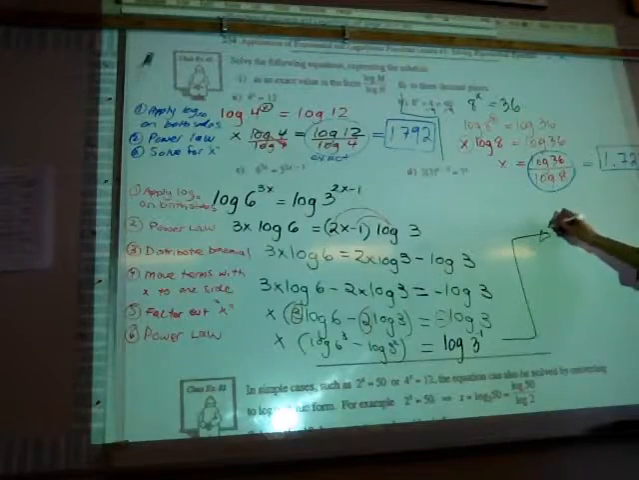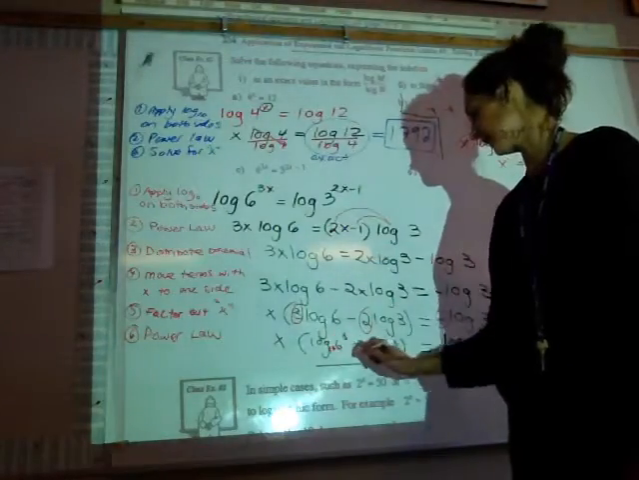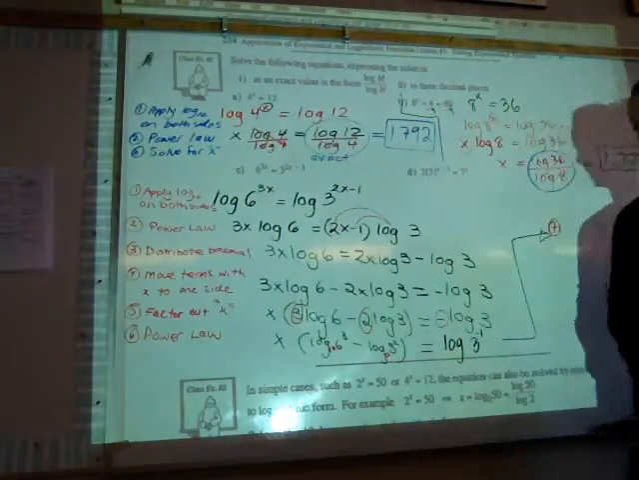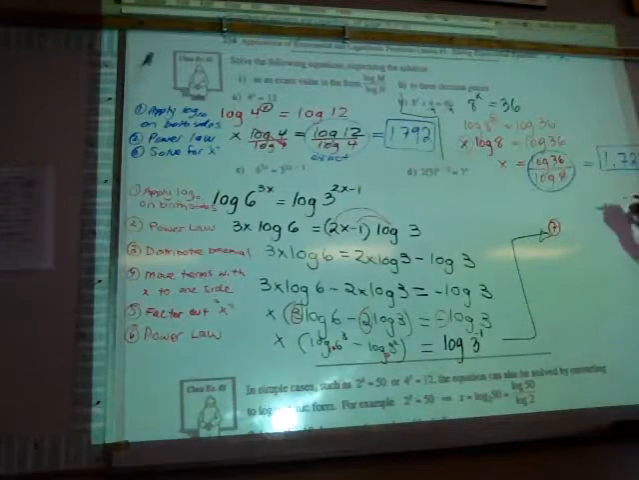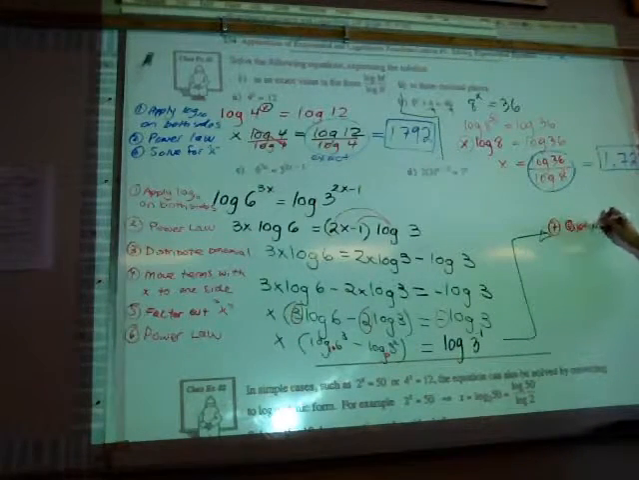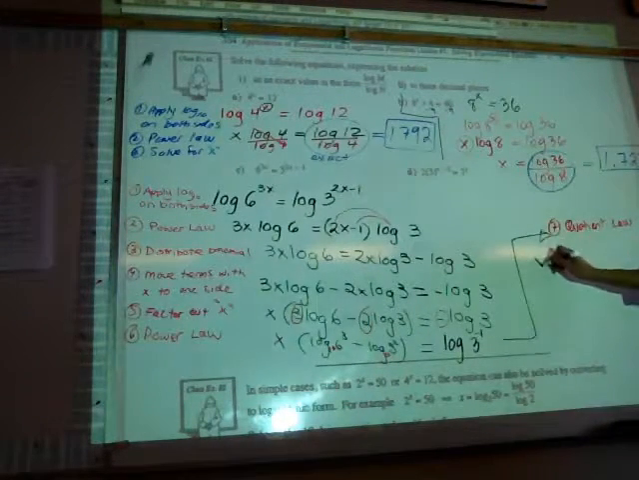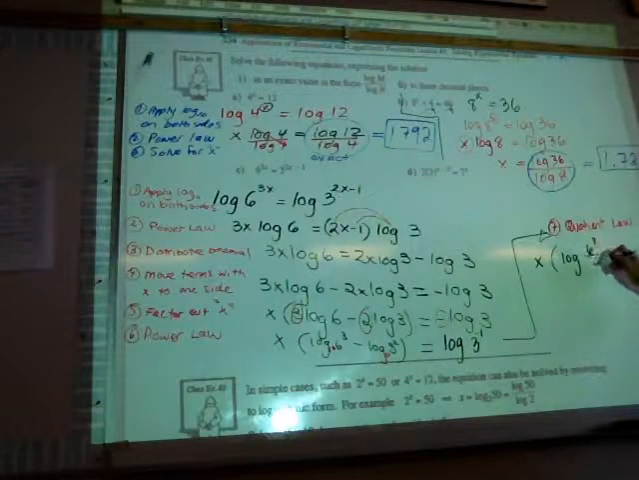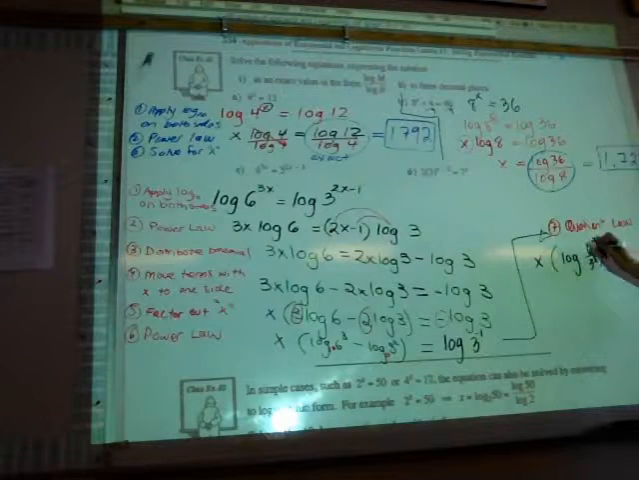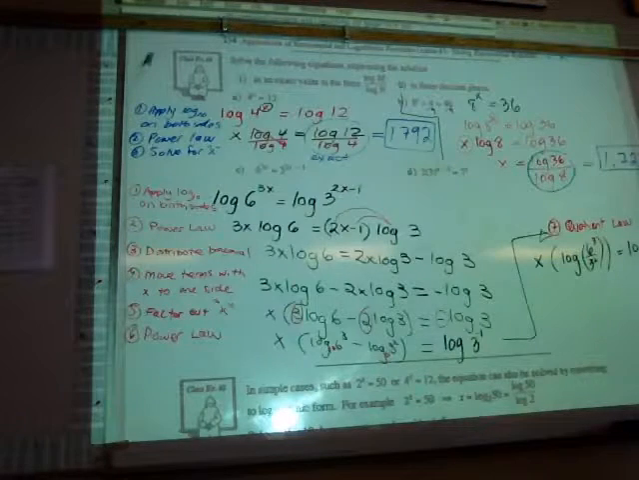So next step. What do we have here? Logarithms with the same base. And whenever we're subtracting logarithms with the same base, what law can I use? Quotient law. Good. So I have x multiplied by log 6 to the power of 3 over 3 to the power of 2, and that equals log 3 to the power of negative 1. It's really like 1 over 3, right?